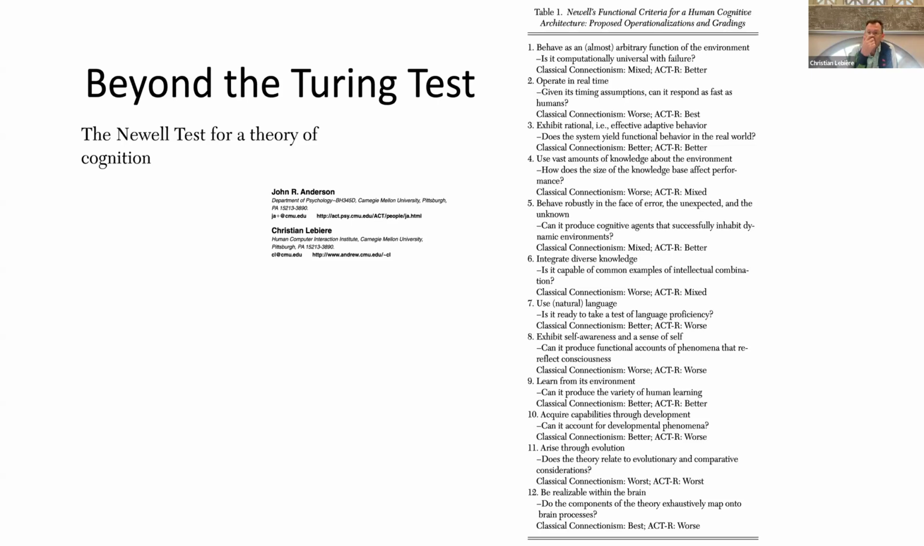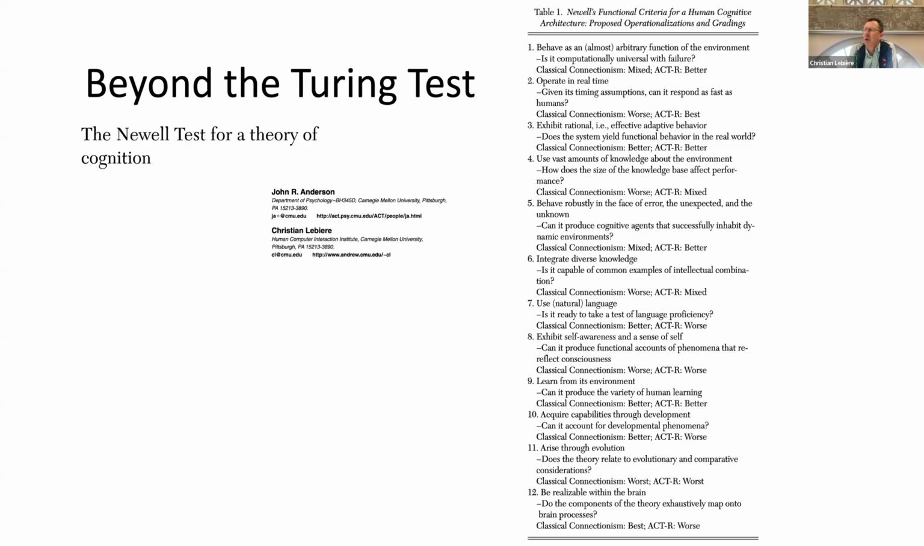Those are a very broad set of criteria compared, for example, with the Turing test, which focused on one particular way of testing cognition. We evaluated those criteria for two of the approaches at the time, one of which was what we call classical connectionism, essentially the PDP approach of the 80s and 90s, and the other one was our ACT-R cognitive architecture at the time.